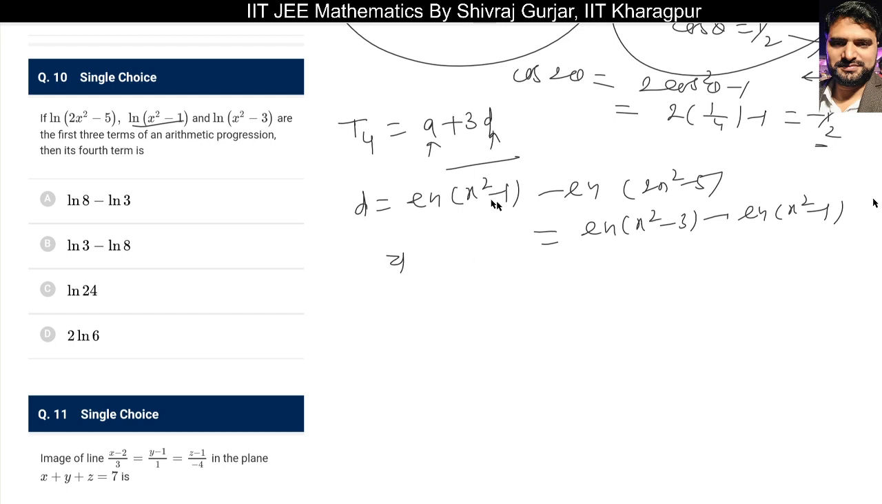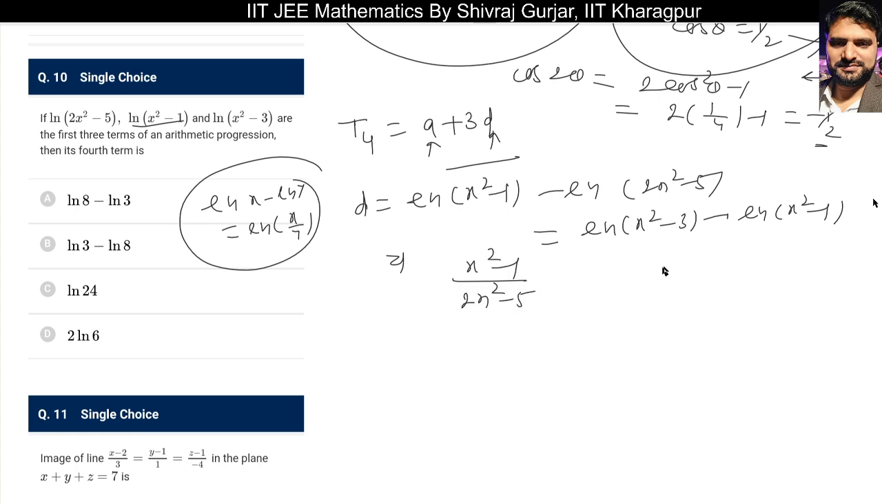We know that ln x minus ln y is nothing but ln x divided by y. We will use that concept here. So this becomes ln of x square minus 1 divided by 2x square minus 5. On this side it will be x square minus 3 divided by x square minus 1. Both sides have ln, so if we take the exponential of both sides, then the log will be eliminated, and the terms will be equal. From here we can say that x square minus 1 whole square equals x square minus 3 times 2x square minus 5.